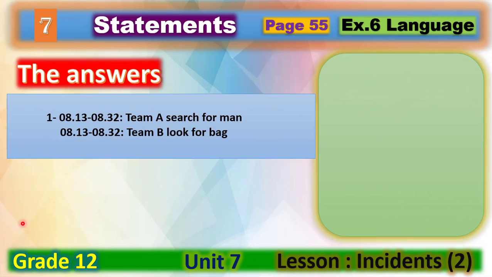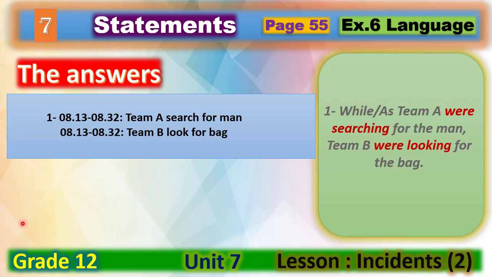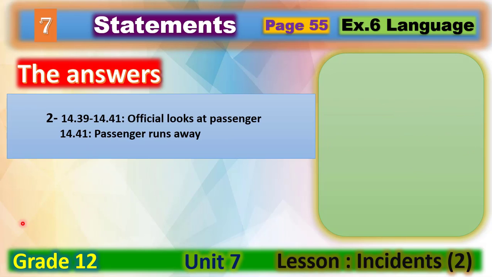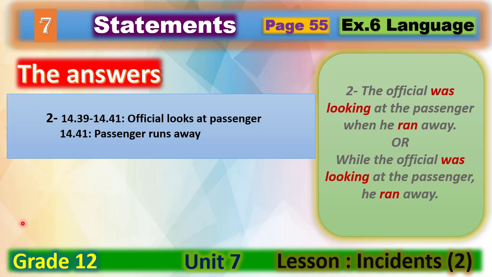Number 1, we did number 1. While or as Team A were searching for the man, Team B were looking for the bag. Also, we answered number 2. The official was looking at the passenger when he ran away, or we can say it in another way: while the official was looking at the passenger, he ran away.